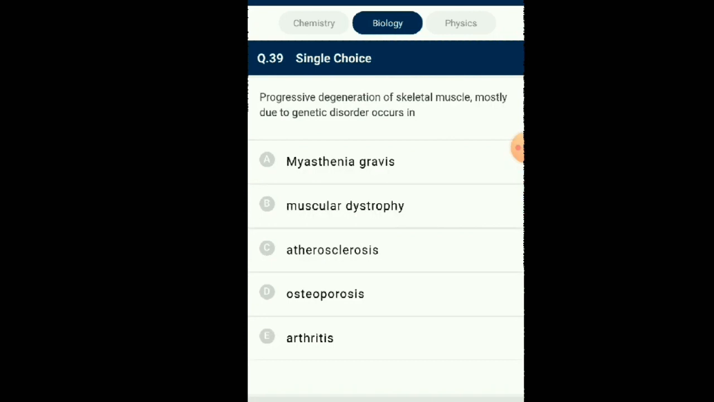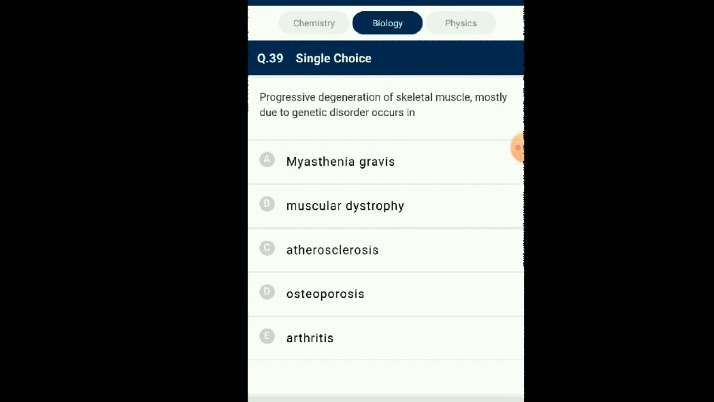Question number 39. Progressive degeneration of skeletal muscle, mostly due to a genetic disorder, occurs in. Muscular dystrophy is a group of inherited diseases that damage and weaken your muscles over time. This damage and weakness is due to the absence of a protein called dystrophin, which is necessary for normal muscle function. The absence of this protein can cause problems with walking, swallowing, and muscle coordination.